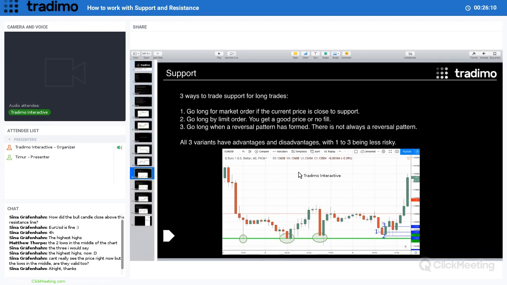And maybe another thing I want to say is that the first option, to go long with the market order, is the most risky one. The second one has less risk. And the third one here, you have a confirmation with a bullish reversal pattern. Then, of course, you have the least risk you can have in this particular case here.